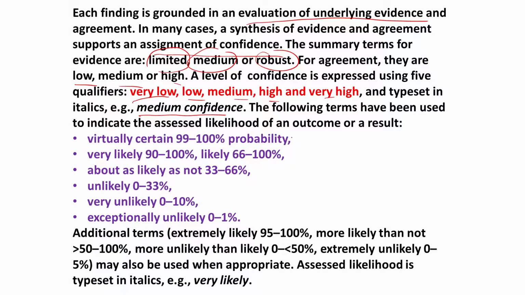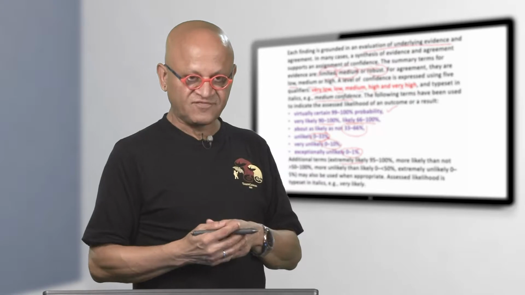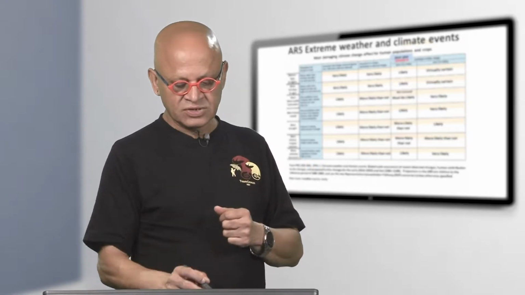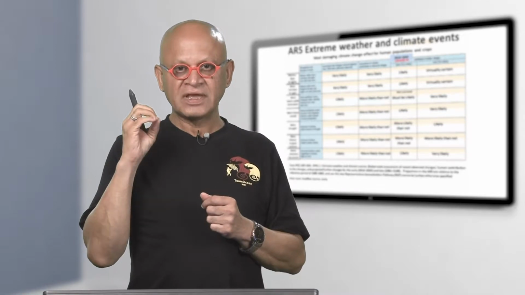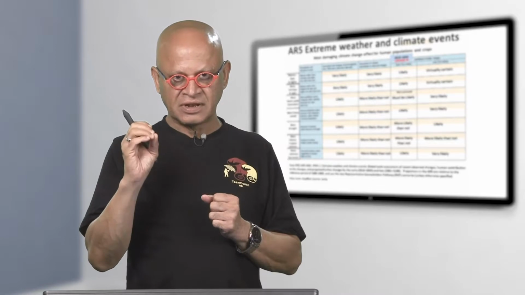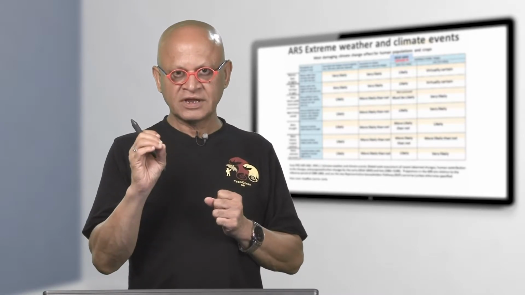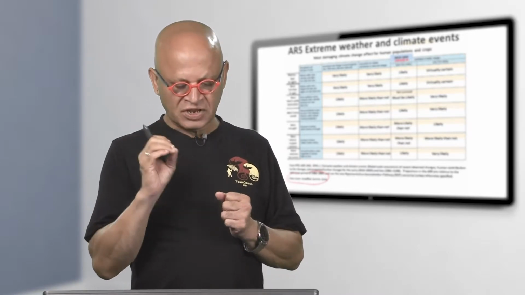So virtually certain means the confidence is 99 to 100%. That's very high, also referred to as virtually certain. So you can say the fingerprint of human activities on observed warming is virtually certain. We are almost 100% sure that human beings have contributed to the warming we are observing now.